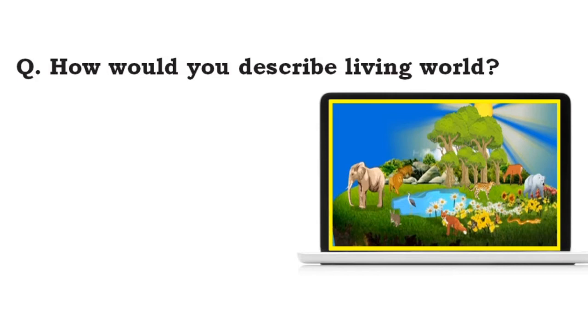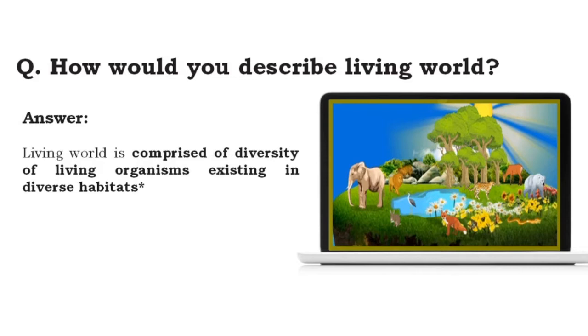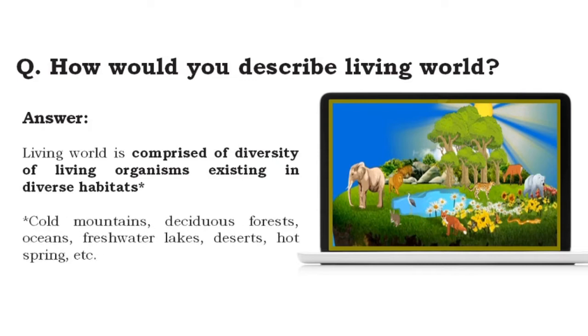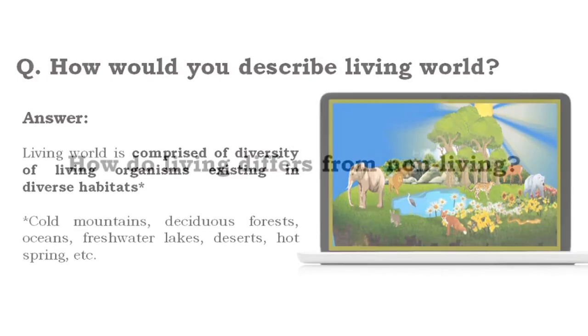So to describe the living world, you are shown a picture. In the picture you can see some animals and they are existing in nature. So how would you describe the living world with the help of this picture? I would describe it like this. The living world is usually comprised of different living organisms, and they are existing in different habitats. Habitats like cold mountains, deciduous forests, oceans, freshwater lakes, deserts, hot springs, and many other habitats.